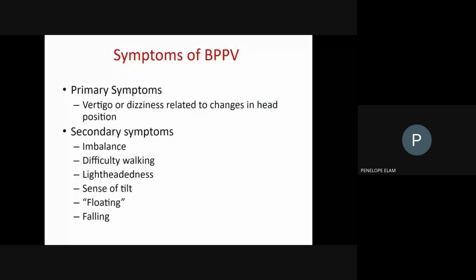Symptoms of BPPV: your patient is going to come in and describe vertigo or dizziness related to changes in their head position. They are specifically going to give you feedback like, if I look up, I get dizzy. When I roll onto my side and get up in the morning, I get dizzy. So it's when they do the position that their symptoms come on. Now, they may still complain about secondary symptoms such as imbalance, difficulties walking, lightheadedness, a lot of falling that's occurring. These are all secondary symptoms, but typically they're going to talk about some type of spinning sensation, and it's going to be that they feel like the world is moving, not them themselves. They see things moving.